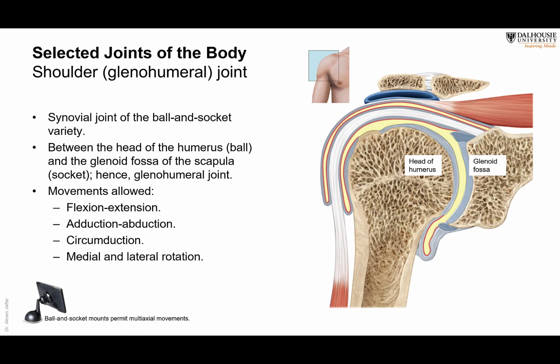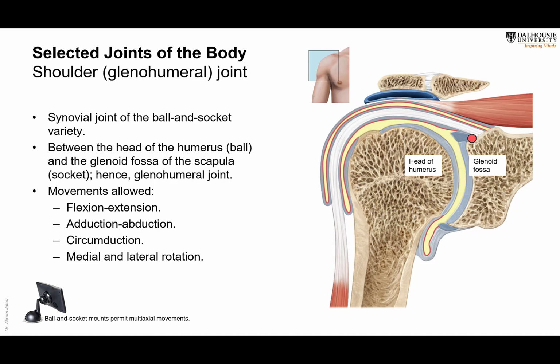It's a synovial joint of the ball and socket variety, because there's a ball here, which is the head of the humerus, and a socket, which is the glenoid fossa. It's a synovial joint, so both surfaces are covered by cartilage. Here it is hyaline cartilage. There's a capsule of the joint, the blue one, and there is a synovial membrane, the red one, secreting the synovial fluid, the yellow, in the space which is located here, okay?